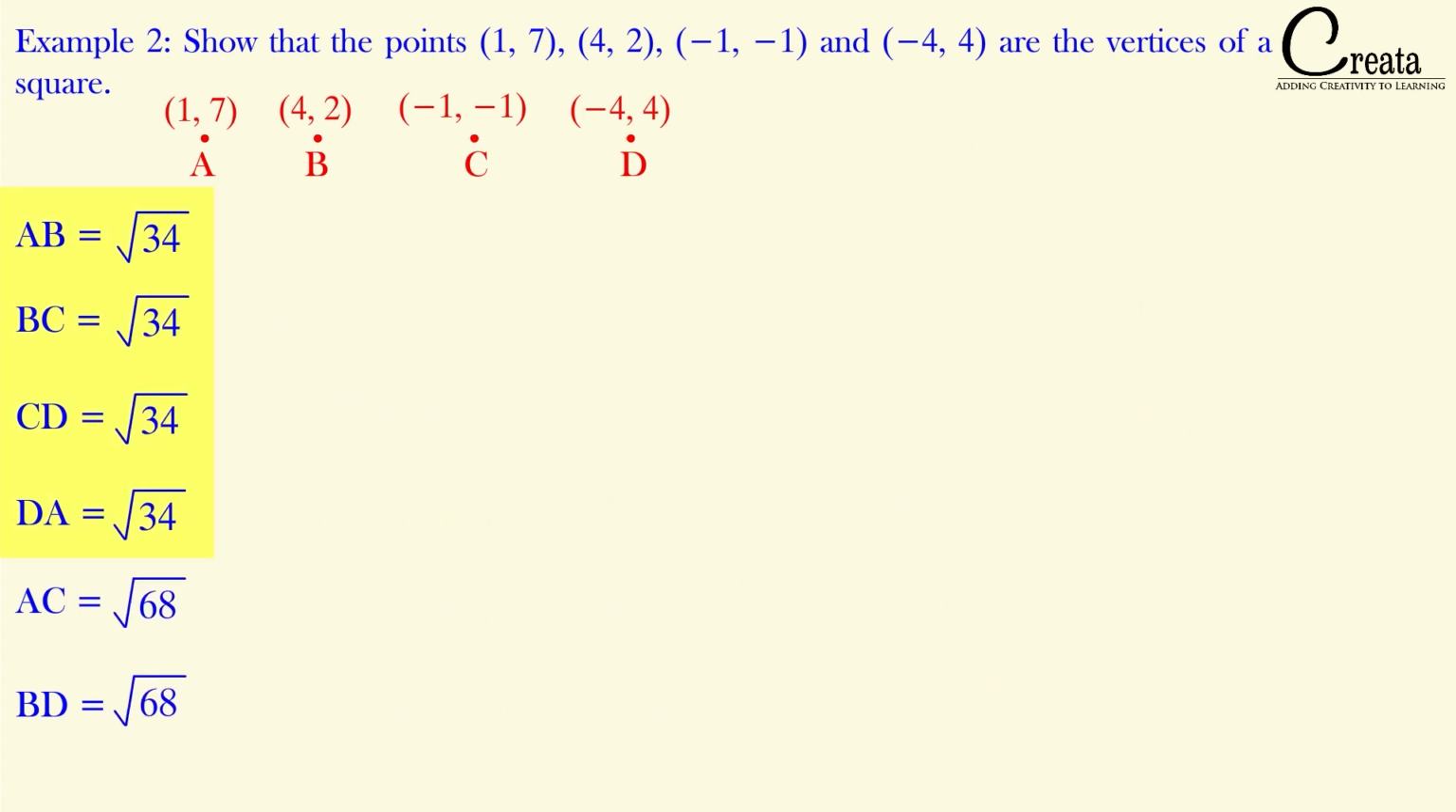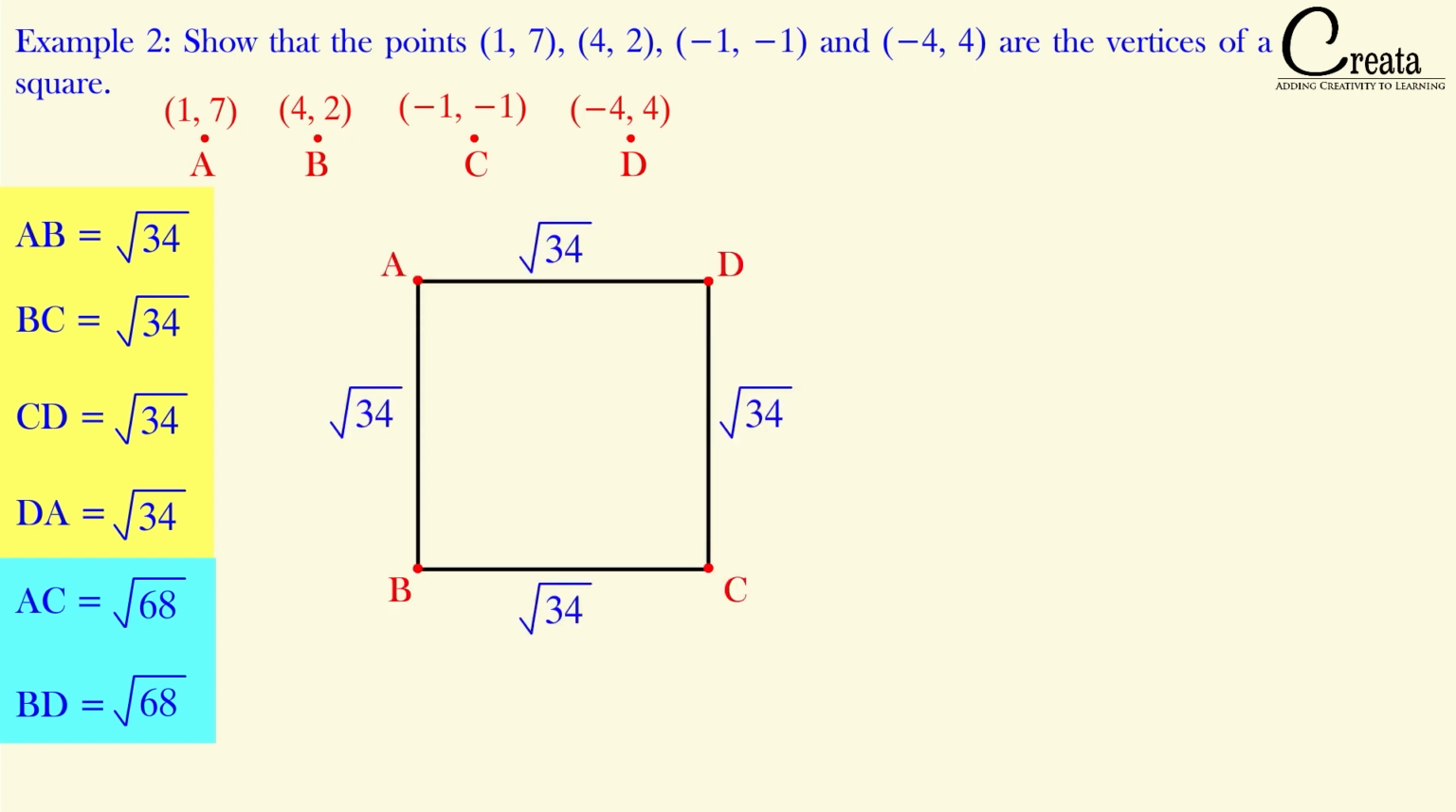Here, if you observe, AB, BC, CD and DA are equal to each other. That is, all these 4 sides are root of 34. And AC and BD are also equal, that is root of 68. So we can say the sides AB, BC, CD and DA are the 4 sides of the quadrilateral which are equal to each other. And the diagonals are AC and BD which are also equal to each other.